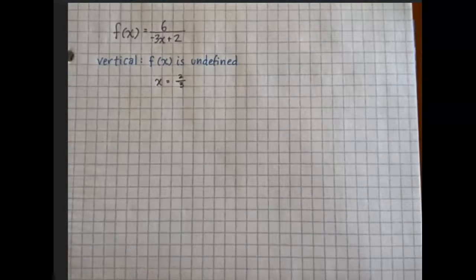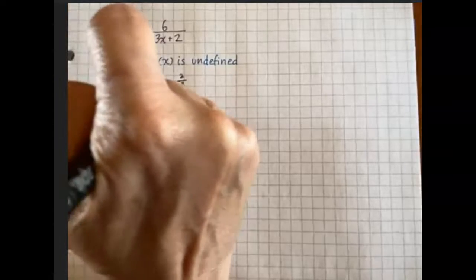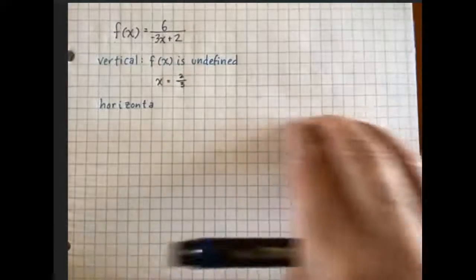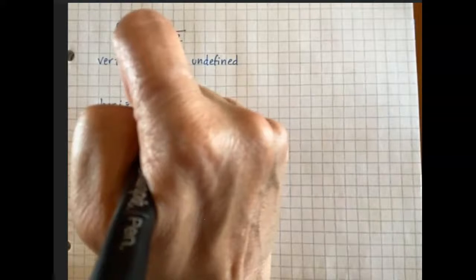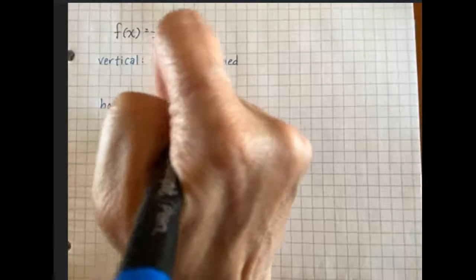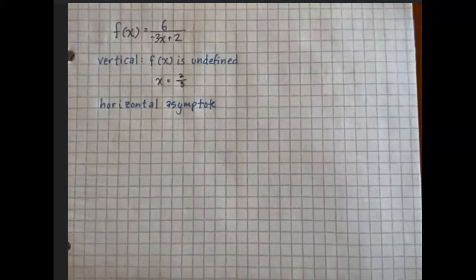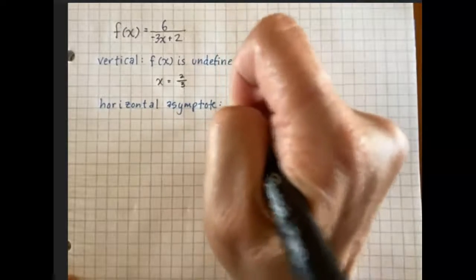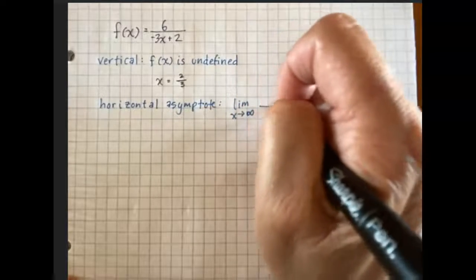All right, what about horizontal asymptotes? Remember, horizontal asymptotes are those where your function, as x goes to infinity or negative infinity, gets closer and closer to some horizontal line. In other words, it maxes out or mins out. And so how do we find that line where, as x goes to infinity, your function approaches that value but never touches it? That's right, don't forget about our limits. So the limit as x approaches infinity, also negative infinity, of our function.